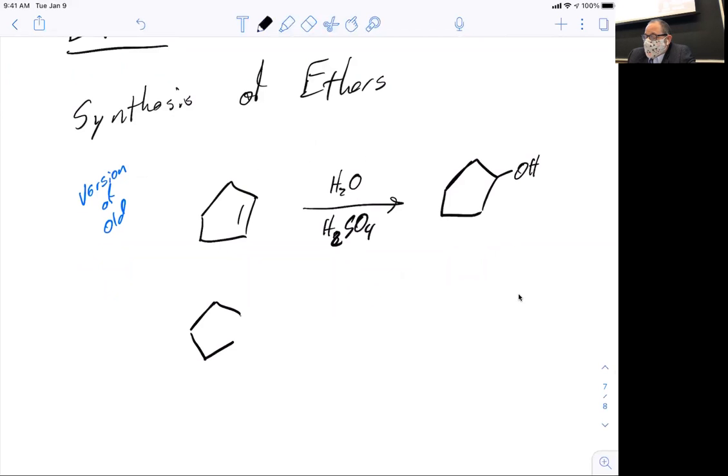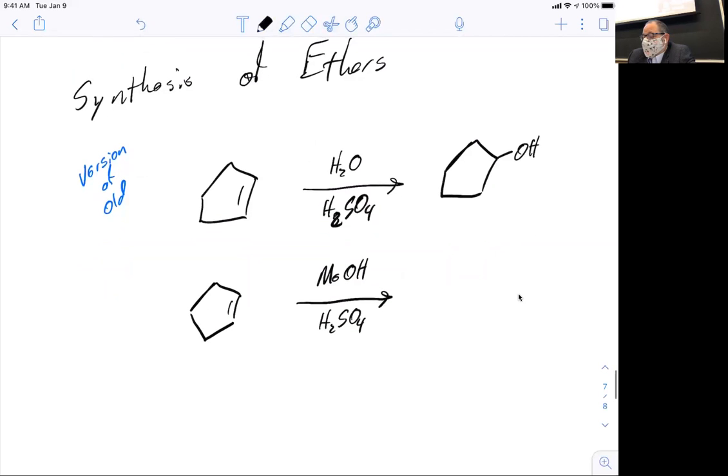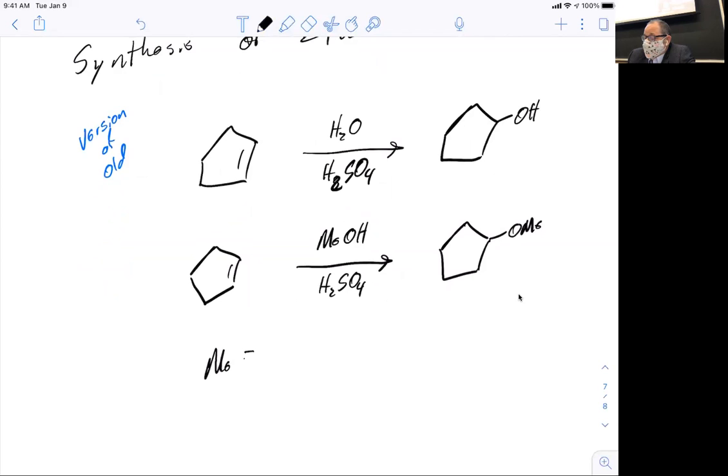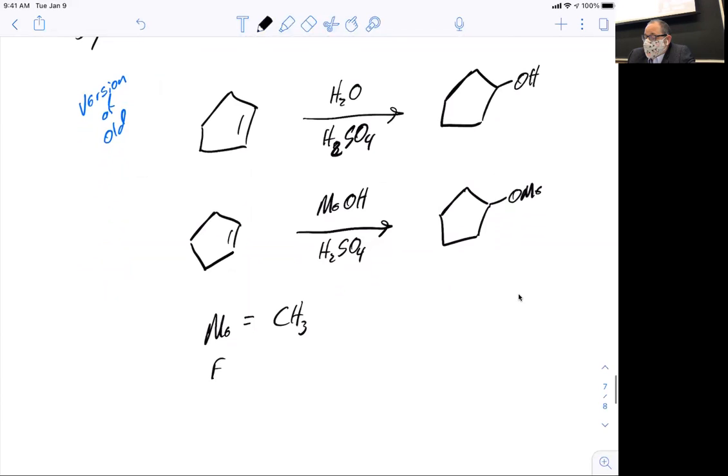But I can do the same process, change the water for an alcohol. Okay, and Me is CH3. So if you saw Et, that would be ethanol. Right? So some abbreviations, don't let the Me throw you off. It's just methanol.